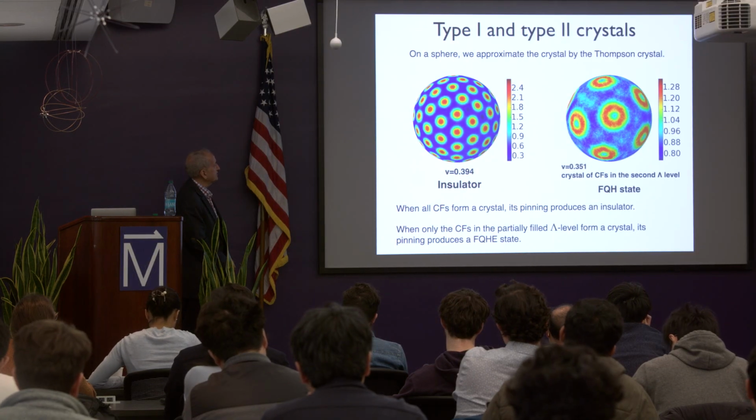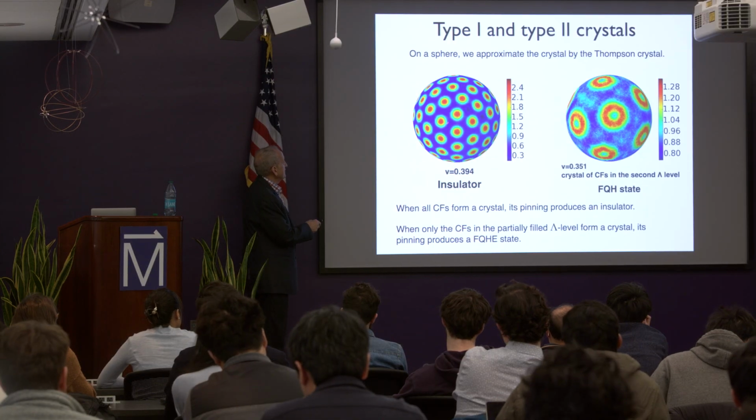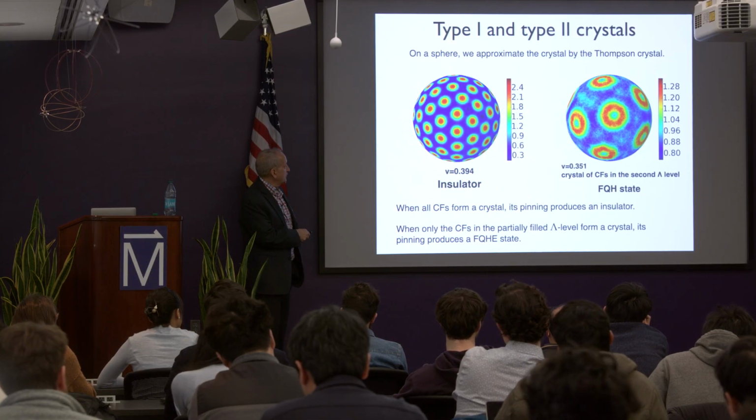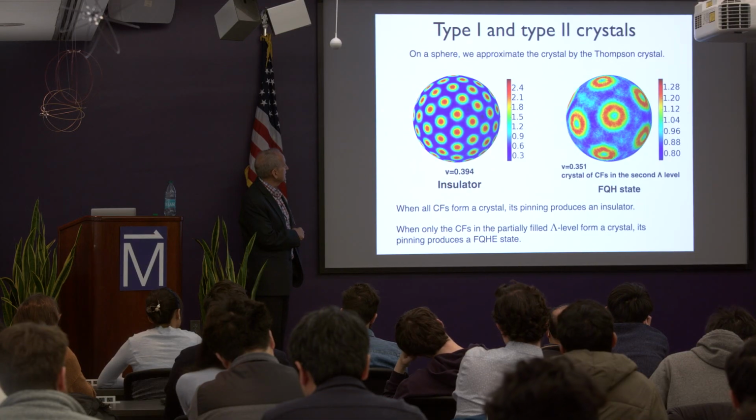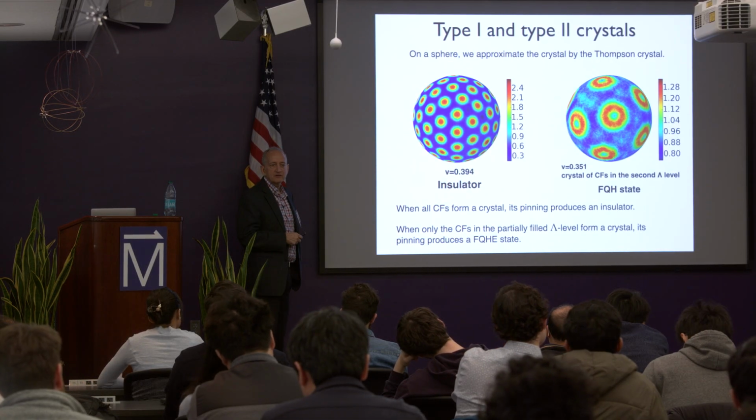So there are two types of crystals. I can make a crystal of all composite fermions like this. We call this the type 1 crystal. This has the property that if you pin it, you get an insulator.